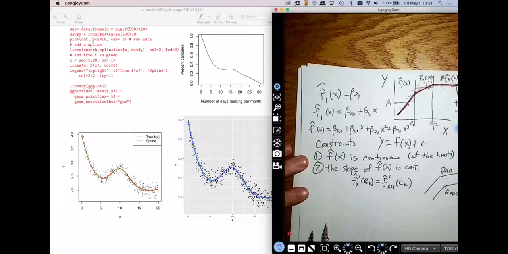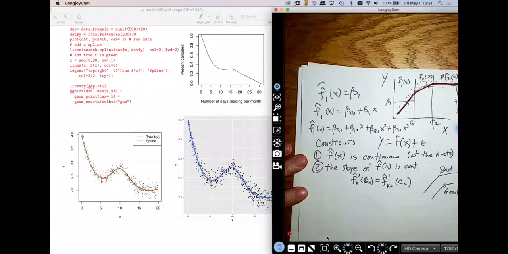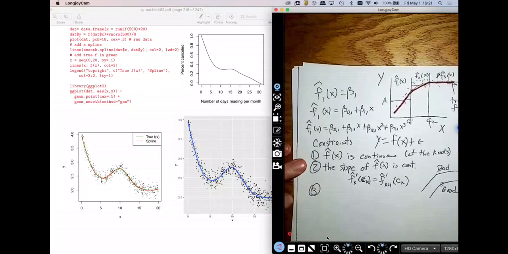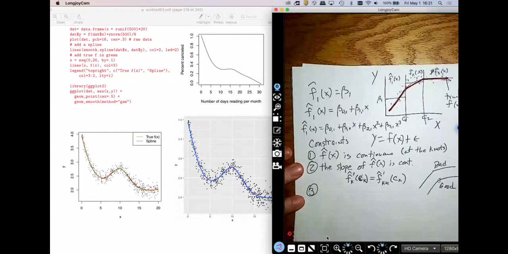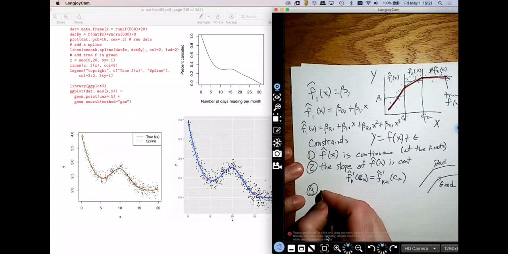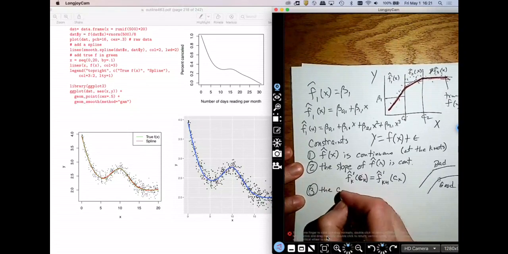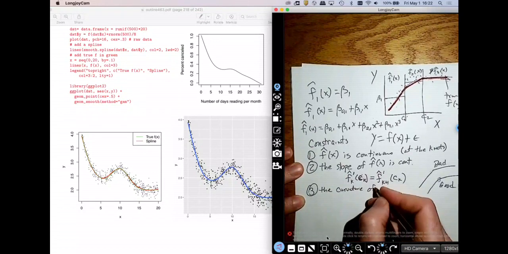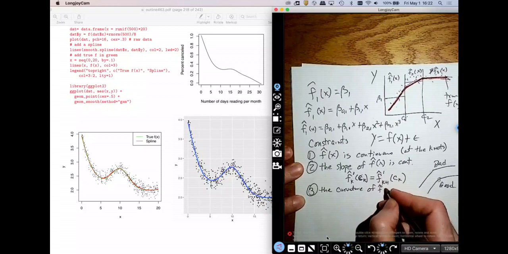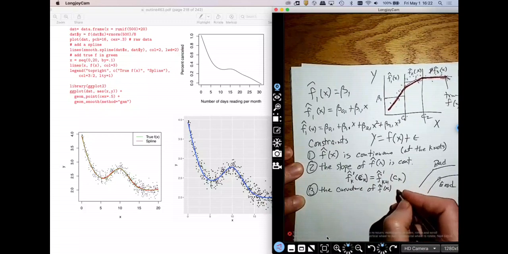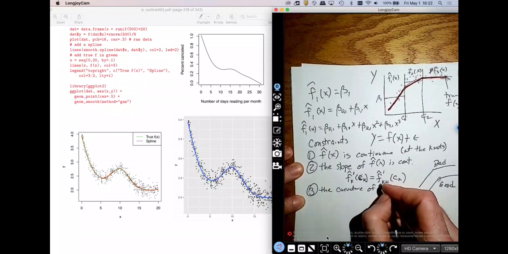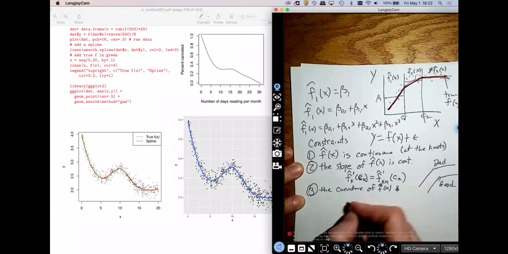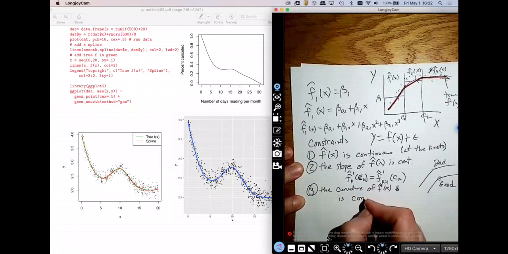Now, people always ask, why do we use the cubic? The reason we're going to use the cubic is because the human eye can actually detect changes in the curvature. So we're going to make the curvature of f hat at x be continuous.